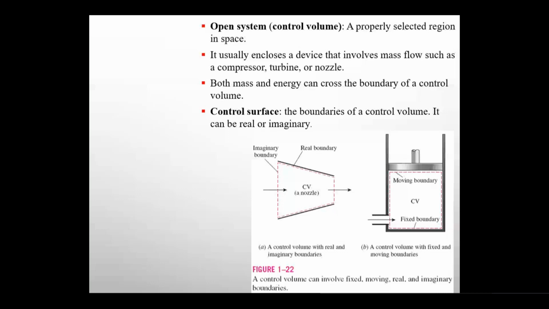And control volume is defined by control surfaces. These surfaces, again, could be real and imaginary, or both. As in the case of nozzle, you have these black lines indicating that you have real surfaces, and the dotted line at the entrance and exit refers to imaginary surfaces. Clear? Now, the boundaries of a control volume could be real or imaginary. They could still be moving, as in the example shown to the extreme right corner of the slide.